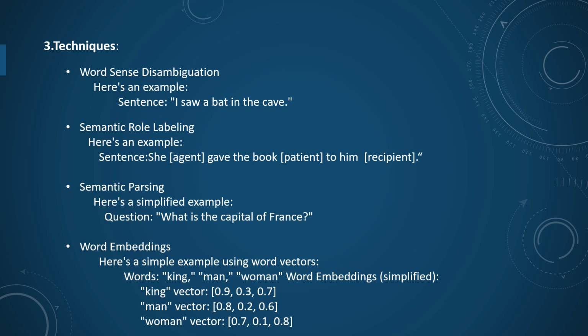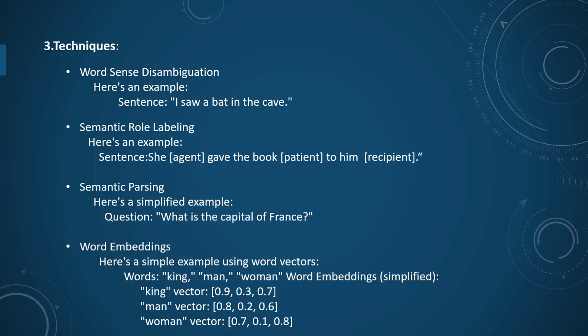Semantic parsing. Semantic parsing is the process of converting a natural language expression into a formal representation of meaning, such as logical forms. For example: what is the capital of France? And the semantic parsing output will be get capital France. The question is mapped to a formal representation that can be used to query a knowledge base for the answer.